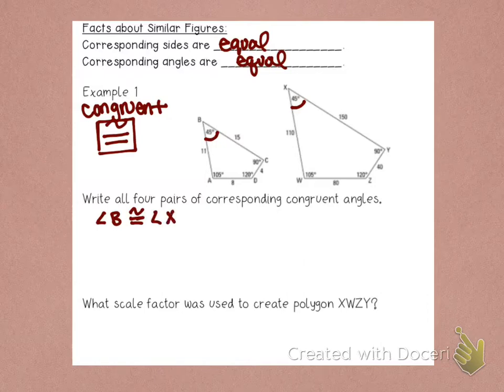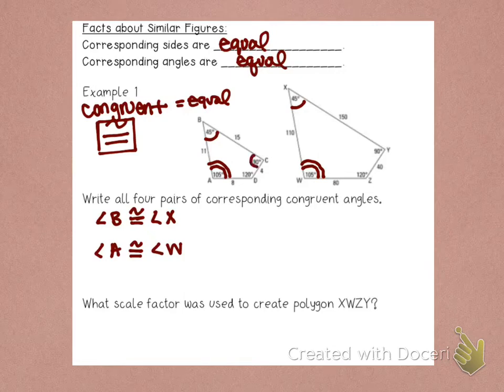And then right here, 105, we're going to put two lines. And this angle right here is also 105, so those are equivalent. So angle A is congruent. Congruent means equal. Is congruent to angle W.